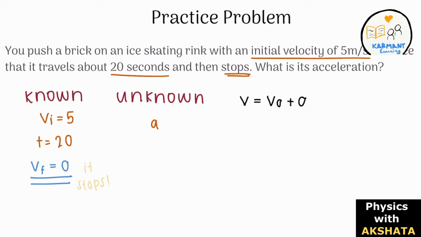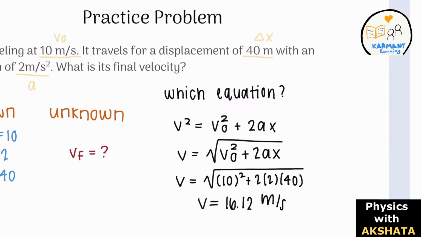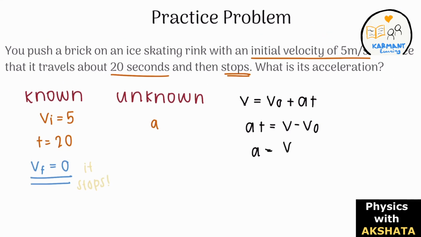So looking at our unknowns and knowns list, and then going back to the equations, we can see that v is equal to v0 plus at matches the most. And solving for a, we get v minus v0 over t, where we finally sub in all the values, and we get 1/4 meters per second squared.